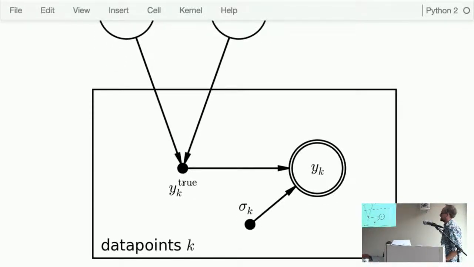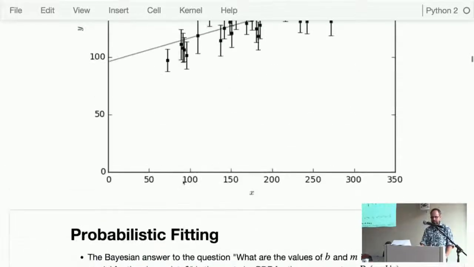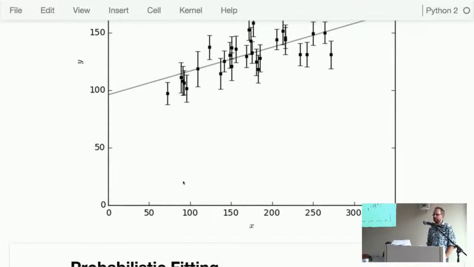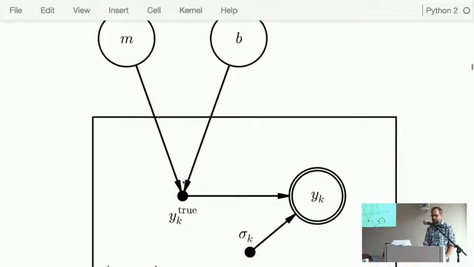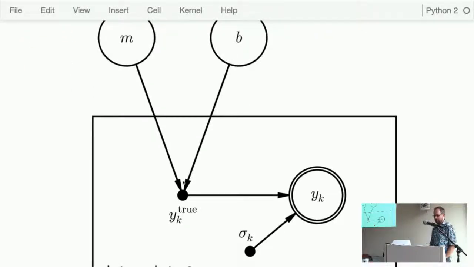So xk, there's one for each data point, so it has to go inside the plate. And it's handed to us as a constant, right? If you remember the data up here, there were no error bars on the x-axis. So the x's are given, they're part of the design of the experiment. And constants appear in this recipe as colored-in dots. So it would be a black dot labeled xk with an arrow pointing to y true k, because we need that in the straight line equation.